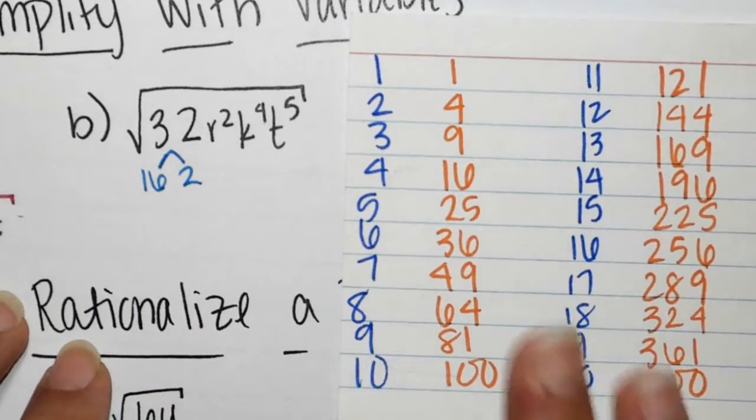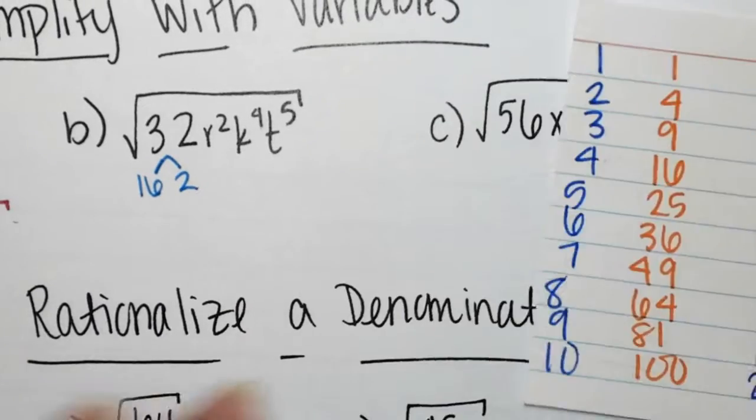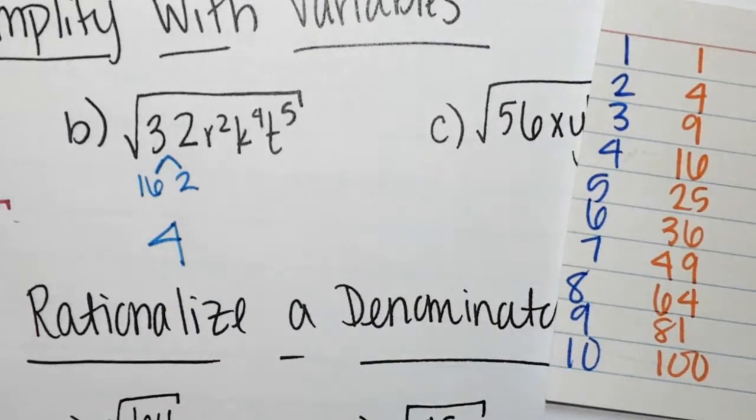Okay, now what's the square root of 16? 8. I mean, y'all, look at 16. What's the square root of 16? It's 4. I'm sorry. Y'all need to make your note card again.